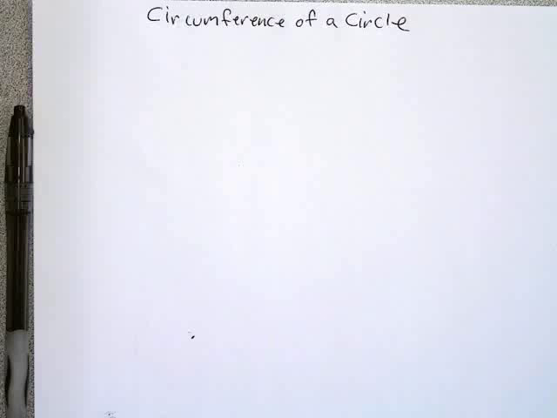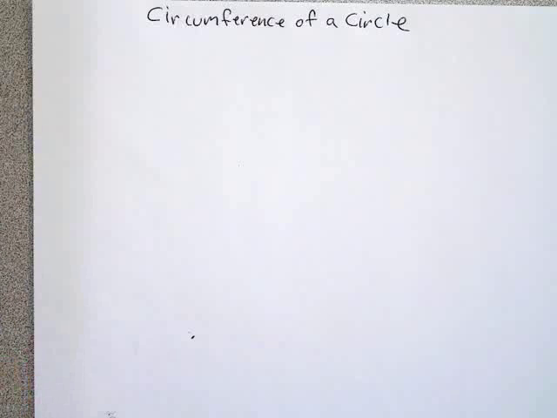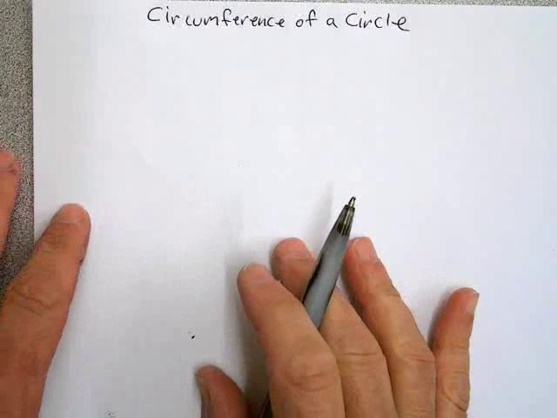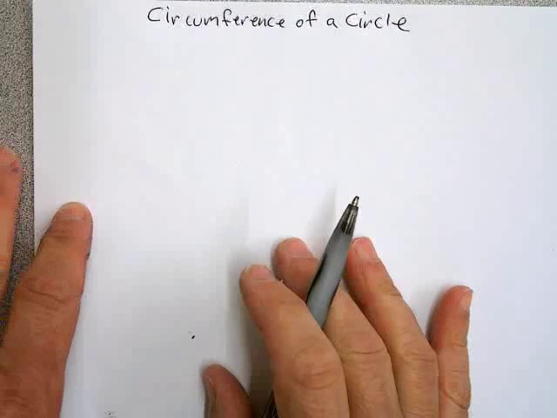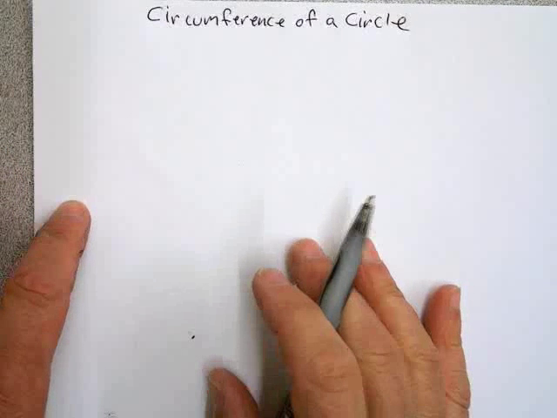We're going to be discussing the circumference of the circle. And as you may recall, the circumference of a circle is the distance around a circle. In other words, the circle's perimeter. All right, so in order to find the circumference of the circle, we're going to use pi.